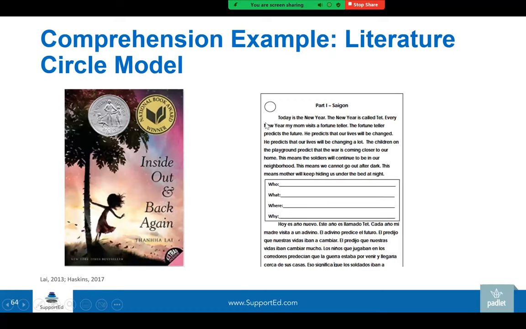One example that we have on our Padlet is from Inside Out and Back Again, which is written in verse. This is modified for SLIFE with low literacy by providing the content in prose and asking questions of students so that they can understand the basics of the comprehension of the story, along with providing it in their home language.